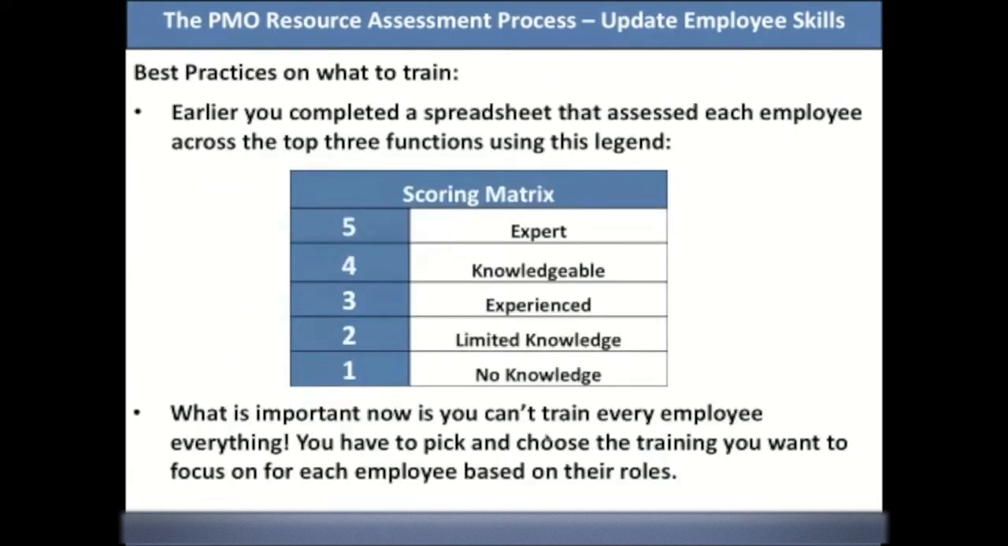So best practices, let's go back to this. Earlier, we completed a spreadsheet for each employee across this 5-to-1 scale. So we said, hey, there's some 5s, there's some 4s, and we created that table and basically said, this is where you're at. Now, what's important is you have to pick and choose. All this training and learning takes time. You can't say for all the 1s, maybe they got 3 or 4 or 5 1s, we need to get all these 1s up to a 3 overnight or in the next week or next month. You have to pick and choose, right?